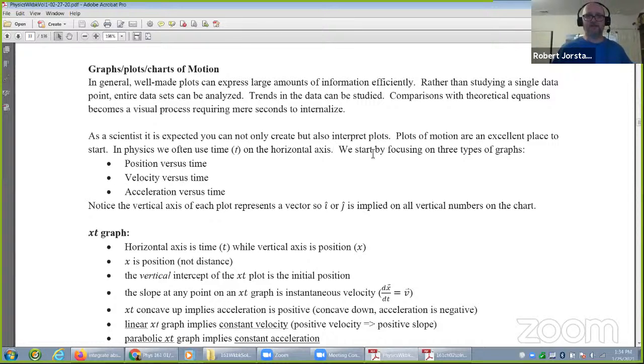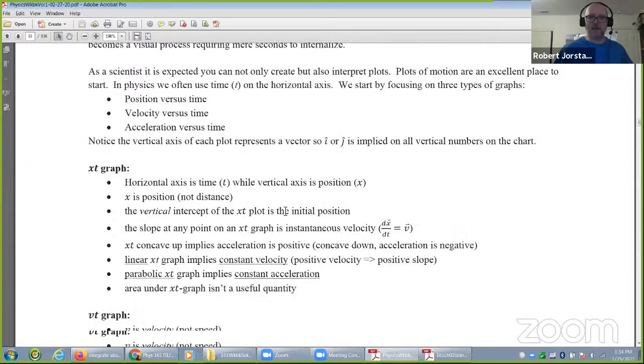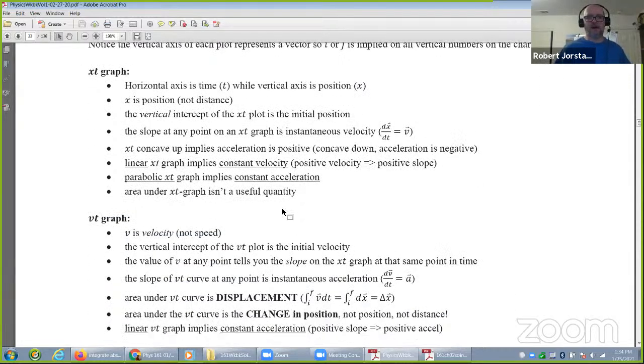We're going to have some plots of motion, and we're going to analyze these things. Now, if you have this open, I'm going to bring up a simulation in just a second. I want to point out a couple of things here. On the x-t graph, the horizontal axis is time, the vertical axis is position. We just looked at one of those. We're going to do it again. Remember, x is position, not distance. There's a bunch of things here about that. You could read that while I'm getting the simulation ready.